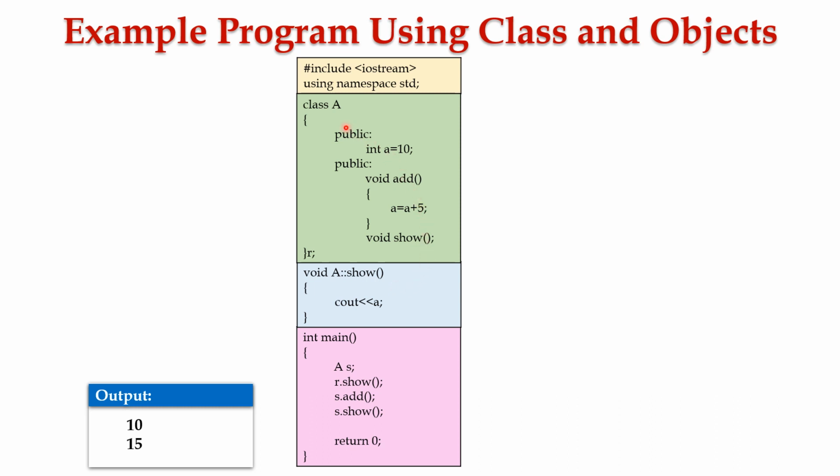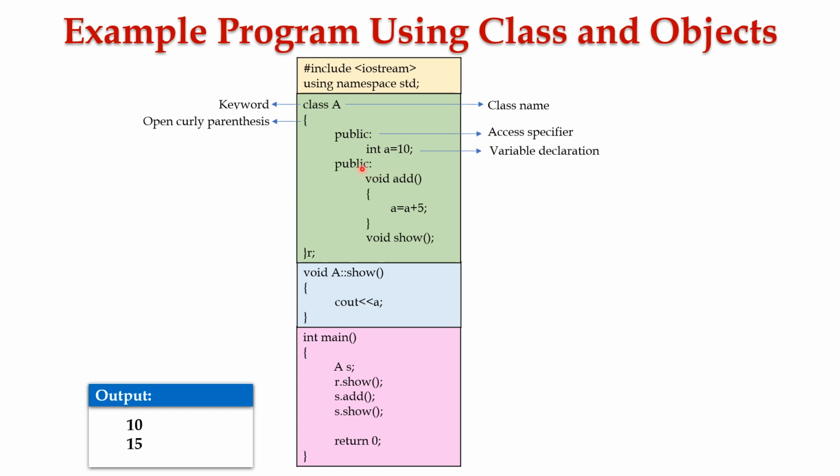Next, the class declaration part. Class capital A. Class is a keyword and capital A is the class name. It is followed by an open curly parenthesis. And next, public is the access specifier given for variable declaration. The variable a is declared as integer data type and assigned the value 10.